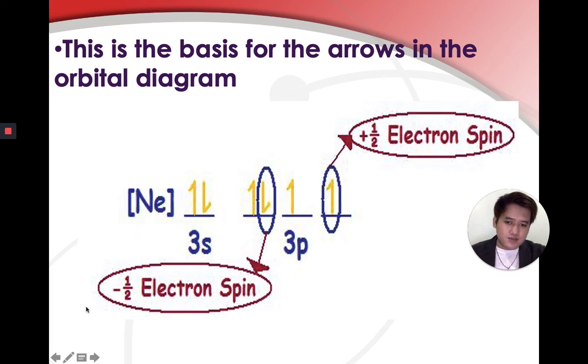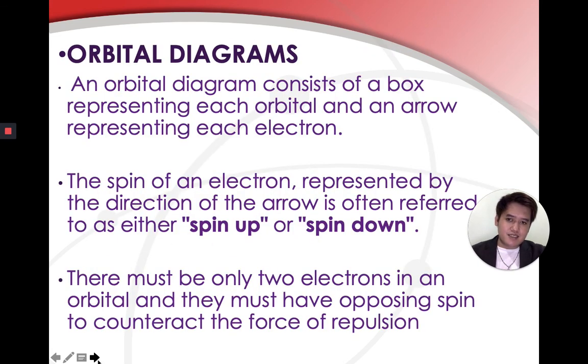Now we'll go to these later on, but just an extension. We usually draw orbital diagrams for specific atoms in the periodic table. So an orbital diagram consists of a box or maybe even a line representing each orbital and an arrow representing each electron.